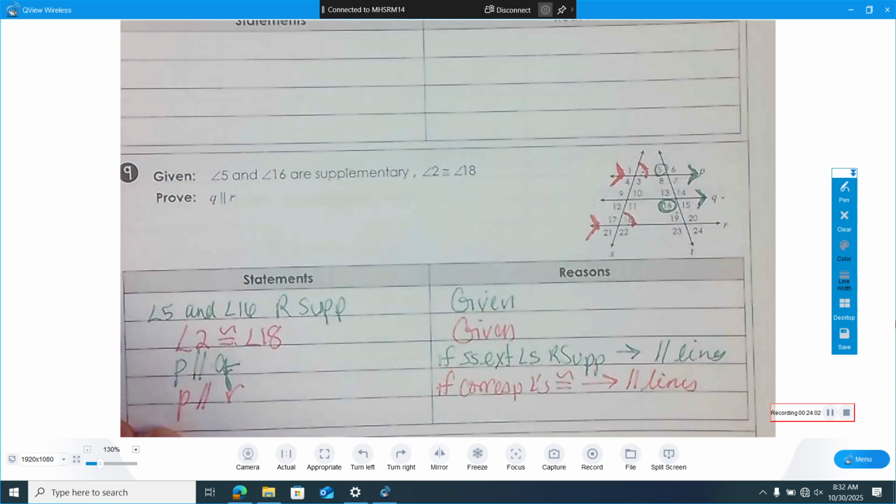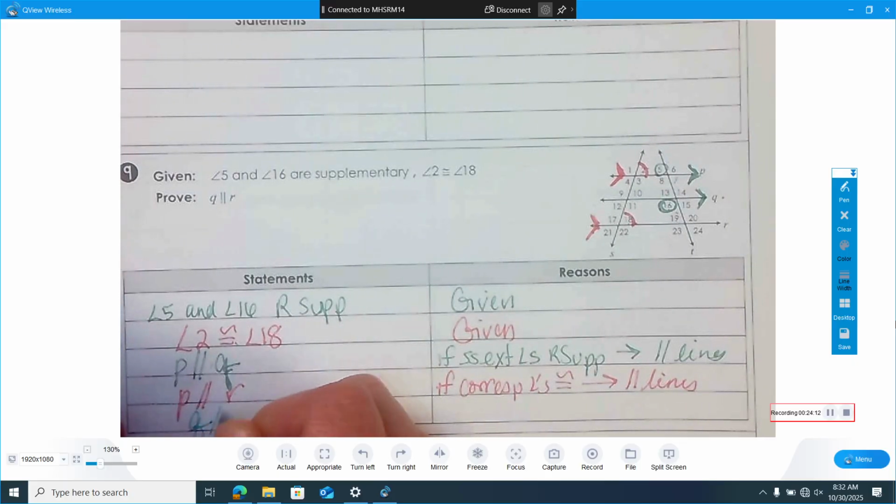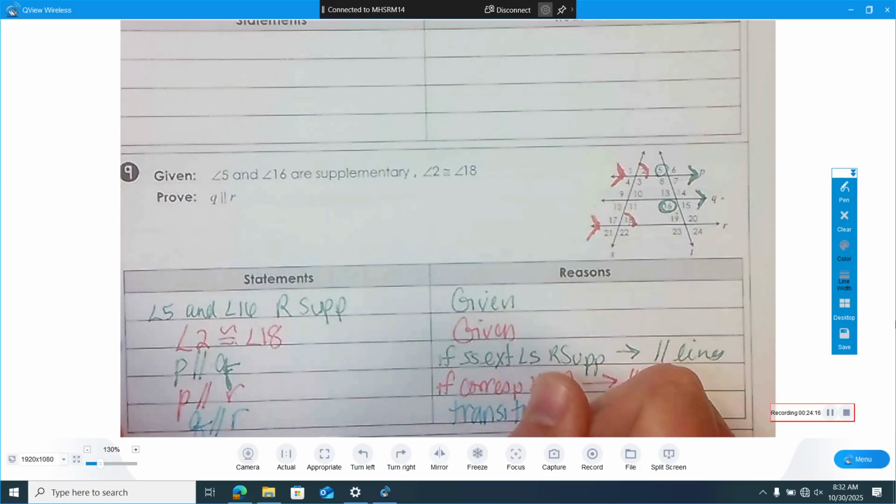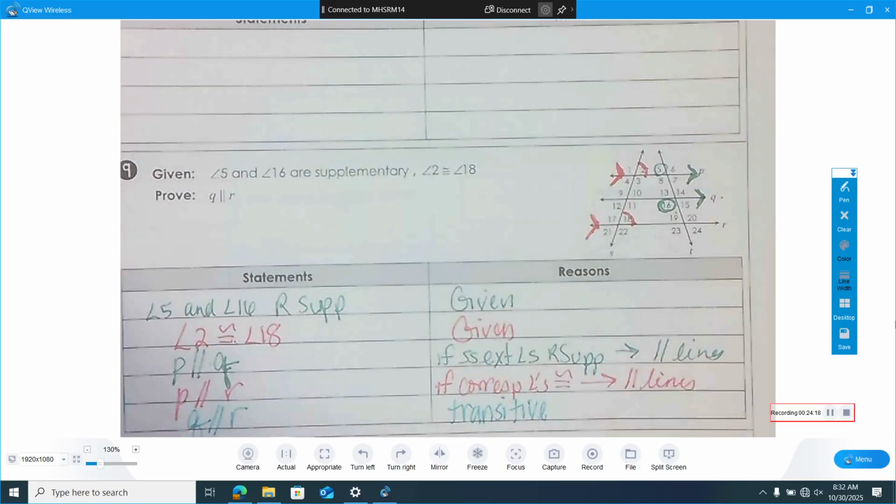All right, ladies and gentlemen. R is parallel to P, and P is parallel to Q. Transitive. So we're going to get Q is parallel to R by the transitive property of parallel lines, which I think transitive is fine. Totally works there. All right.